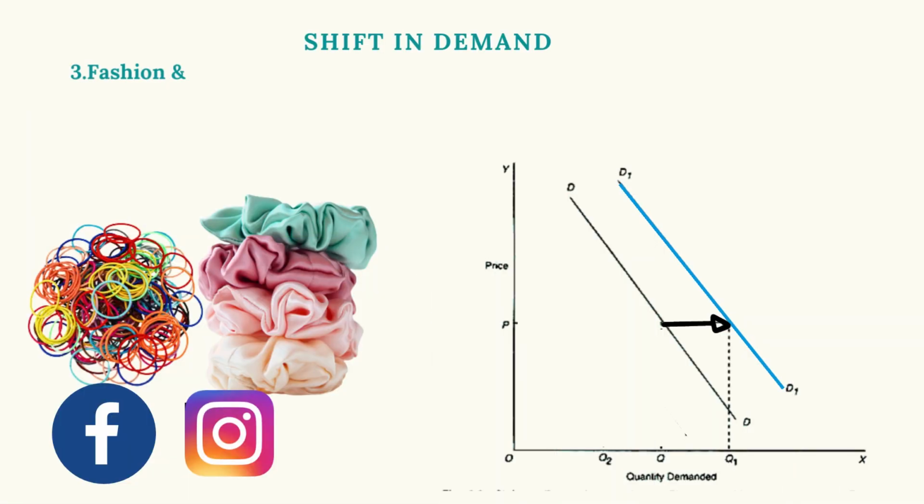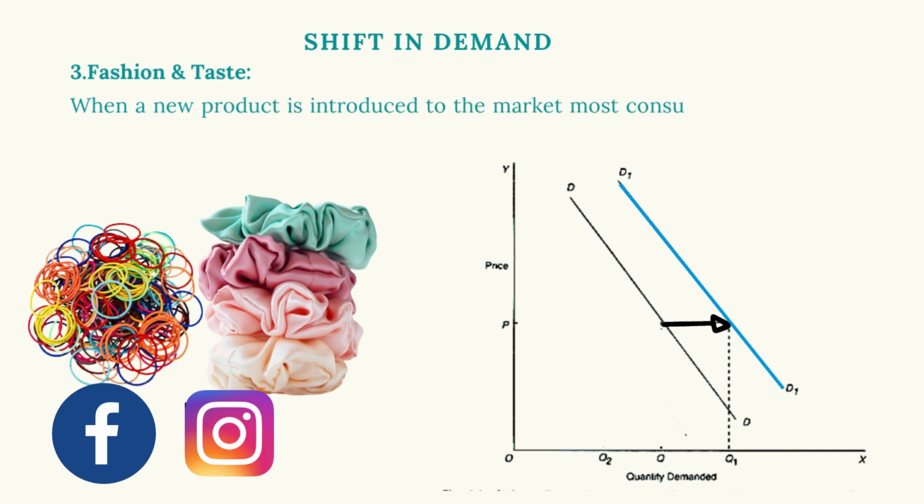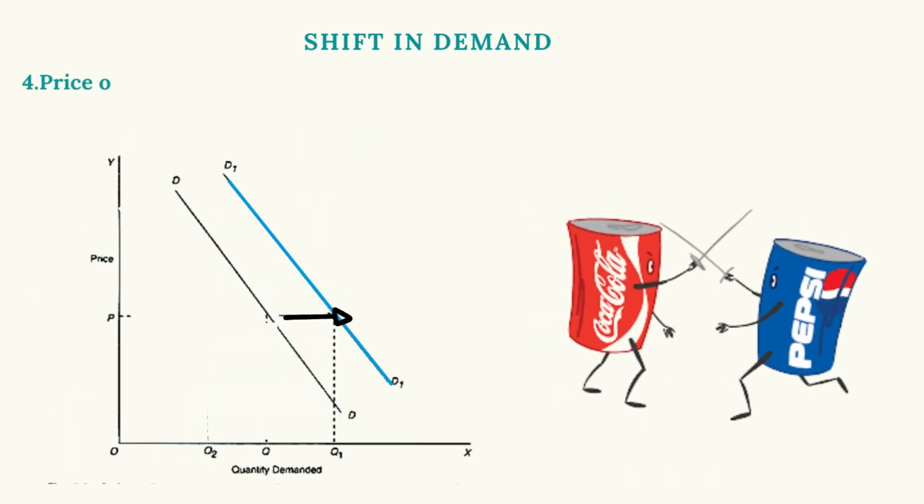Number 3. Fashion and taste. When new versions or exciting products are introduced, most customers will tend to try new products. Hence, the demand for new products will increase and the demand for the existing product will reduce, shifting the demand curve to the left. Number 4, price of substitutes.